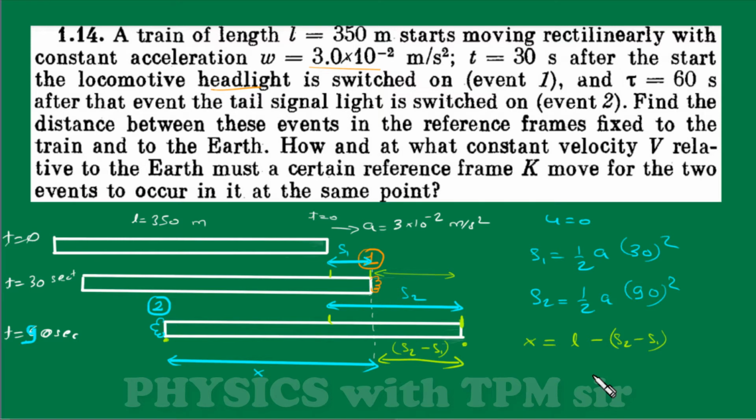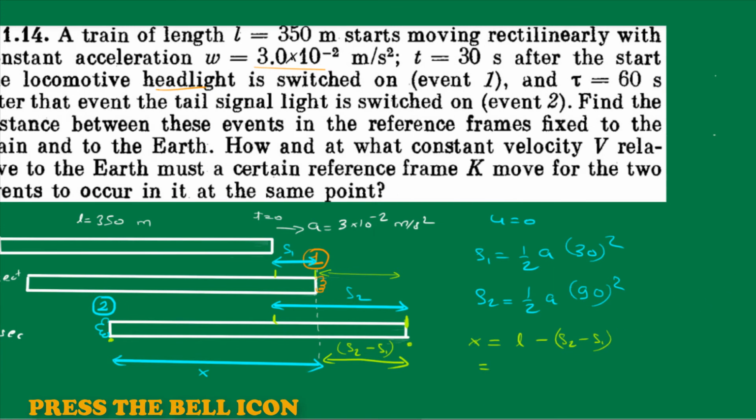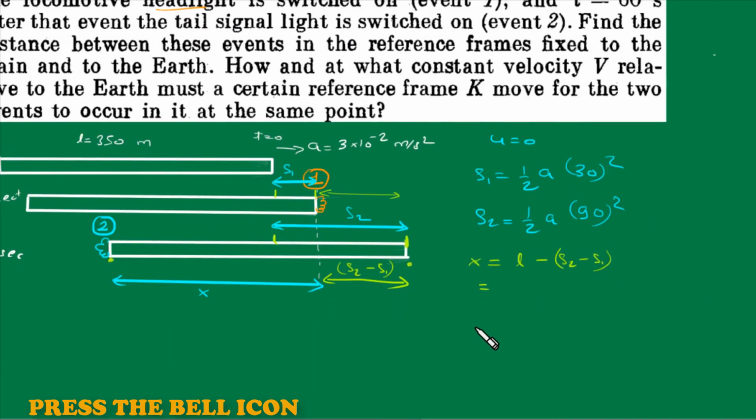And now I think we can solve easily. Let me put values. We know the diagram also. We just need to put values. Let me make more space. So L is 350 minus (s2 minus s1). So half into acceleration.